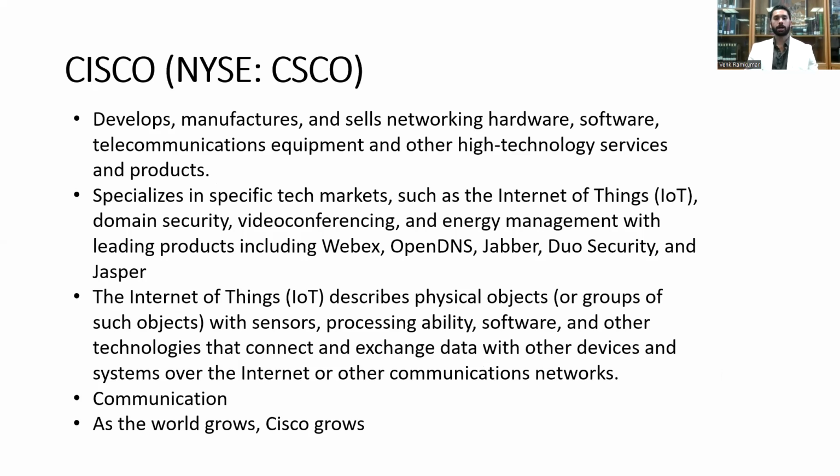Guys, the company I am buying right now is Cisco Systems. Cisco's ticker symbol is CSCO. What does Cisco do? Cisco develops, manufactures, and sells networking hardware, software, telecommunications equipment, and high technology services and products. Guys, Cisco is in the communications industry.